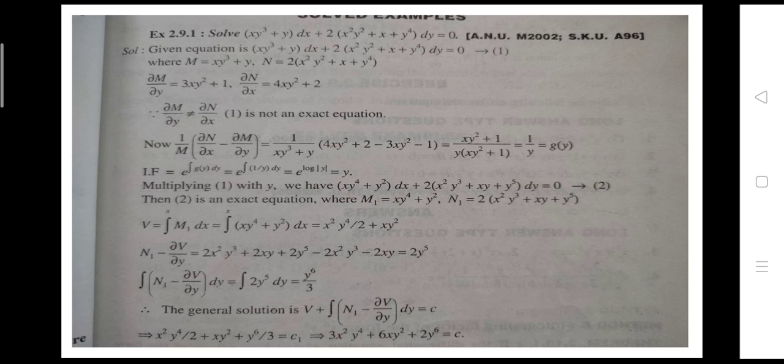Now comparing equation 1 with M dx + N dy = 0, what is M here? M consists of the two terms, xy^3 + y, and N consists of the three terms, 2x^2y^2 + x + y^4. Here N is greater than M, which means the given equation is not exact and not homogeneous.